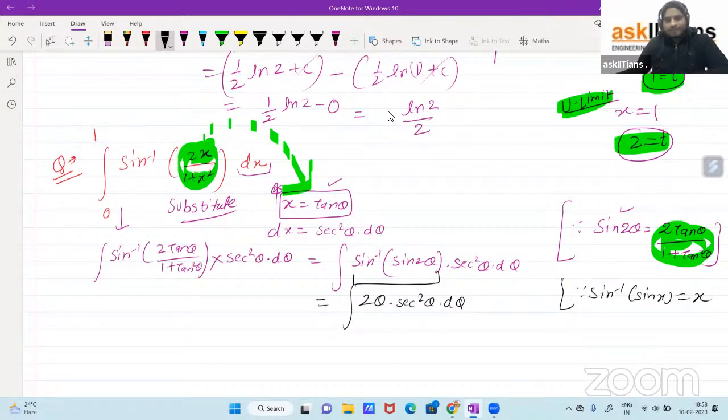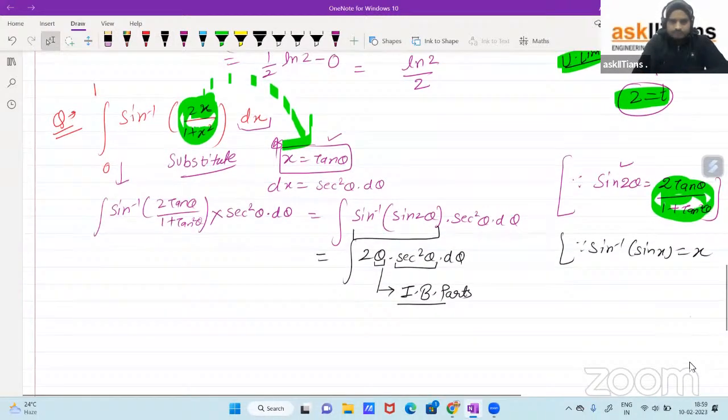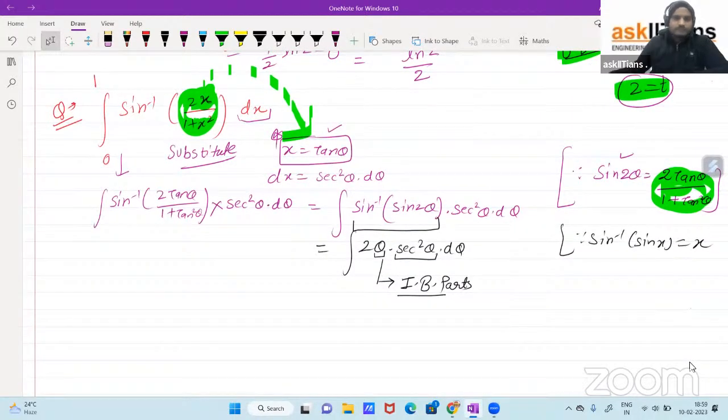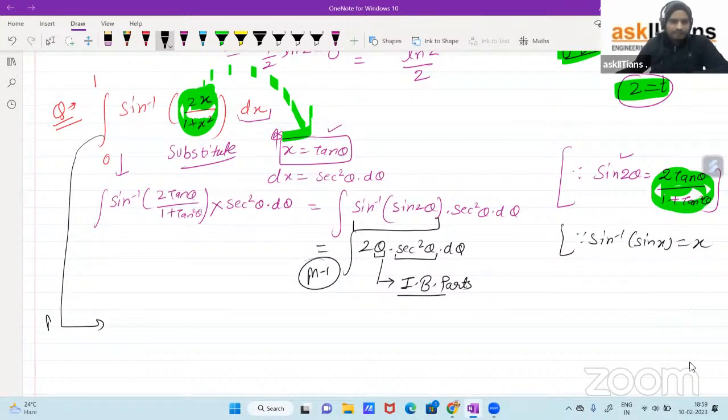So there are two ways to proceed from here. One is IPP, integration by parts, because there are two functions now: one is theta and second is sec square theta. So you can proceed with integration by parts. That is one way. And the second is a short trick. This is your method one, and method two I am writing over here, which is short.